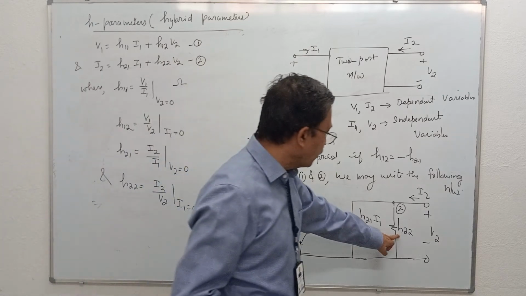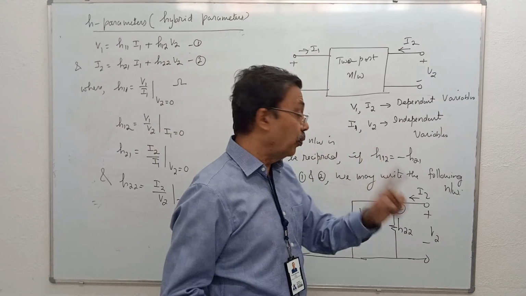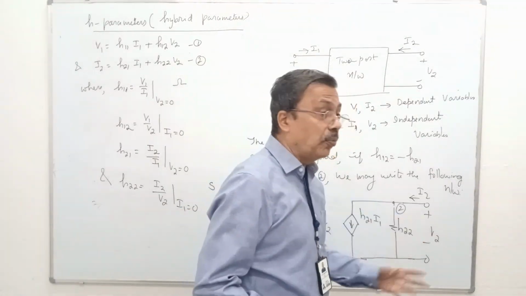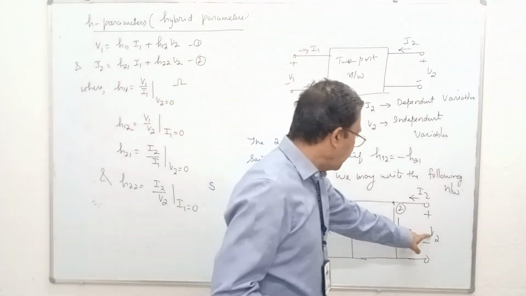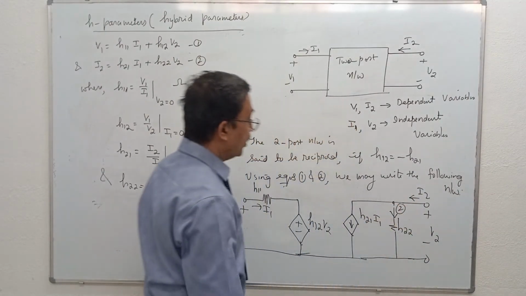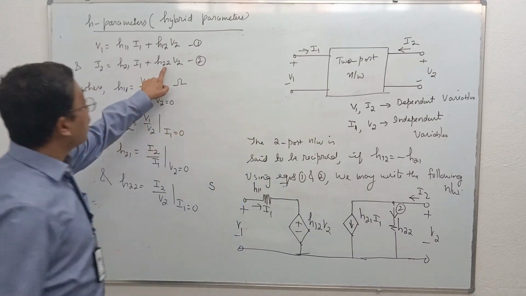What is the current in H22? It is V2 into H22, not V2 by H22, because H22 is admittance. So if you multiply voltage by admittance, you get the current. V2 multiplied by H22 gives the current in this branch. And the current is leaving node number 2, therefore I have taken it on the right hand side.